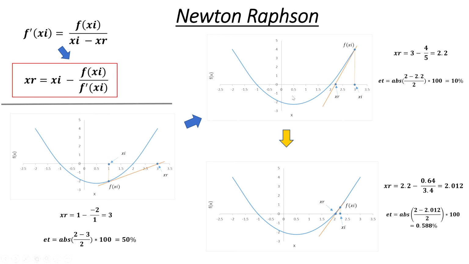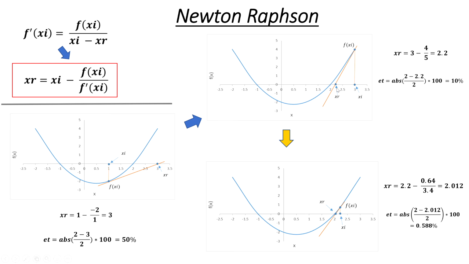And let's go to the next one, where our guess, or the estimate that we have currently, is 3. The function value at 3 is 4, and the derivative at 3 is 5, which gives us an intercept of 2.2. So now we went from 3 to 2.2, which gives us a 10% true error.